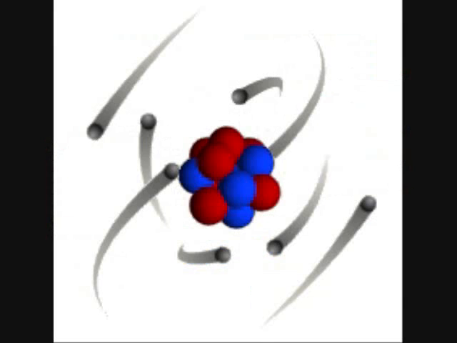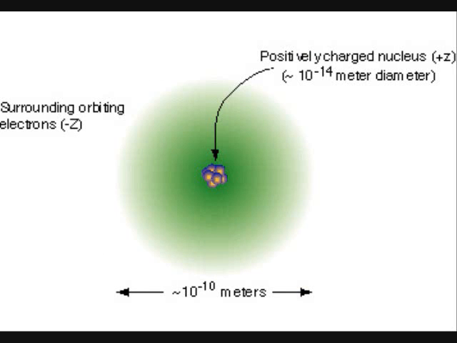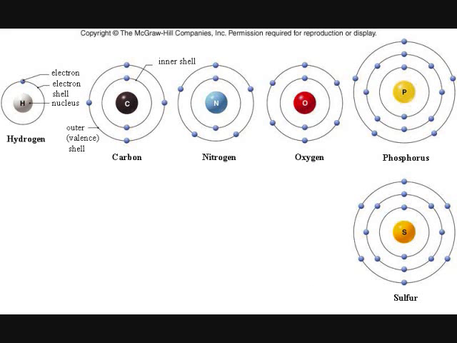Orbiting the nucleus are negatively charged electrons. They are much smaller and lighter than protons and neutrons, and each electron has the exact opposite charge of a proton. In a neutral atom, the number of protons and electrons are equal, and there is no net charge. Virtually all the matter we know is composed of atoms. However, in Part 2, we will see that not all atoms are created equal.